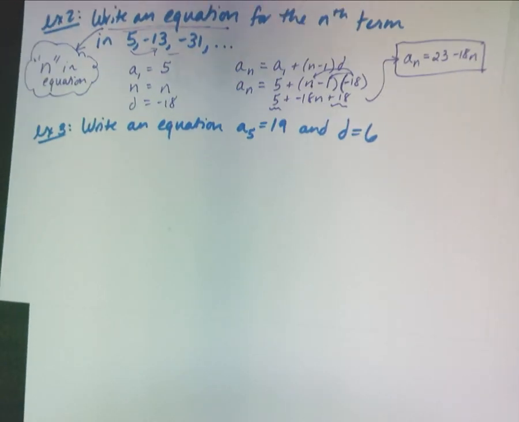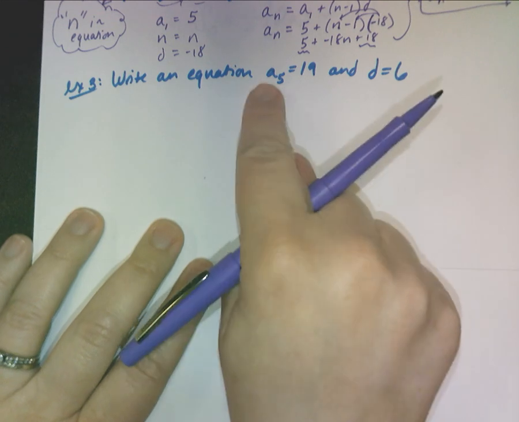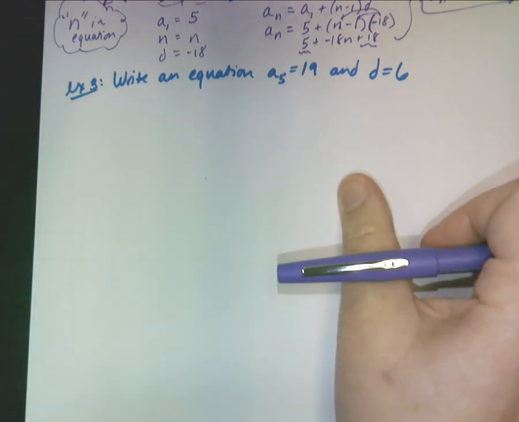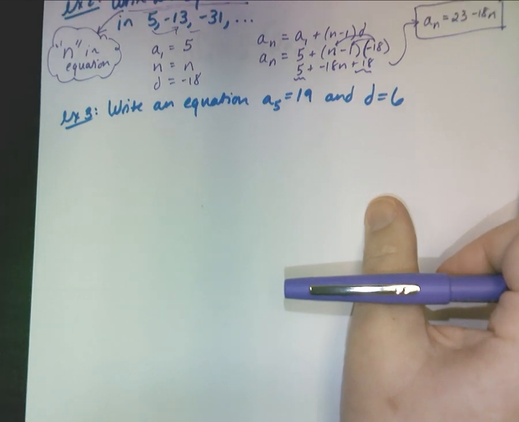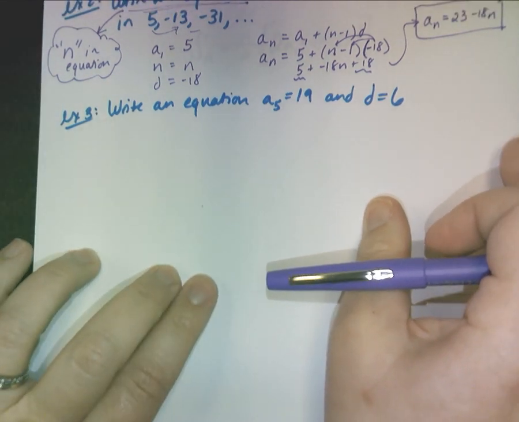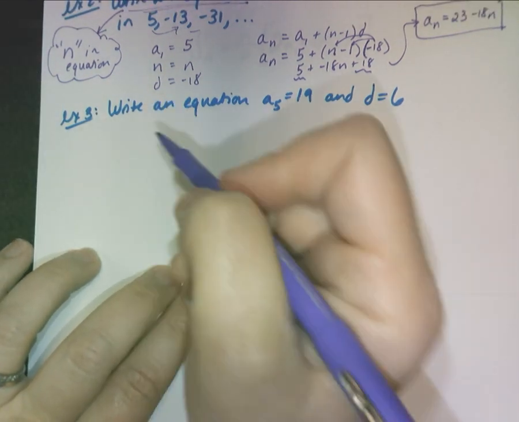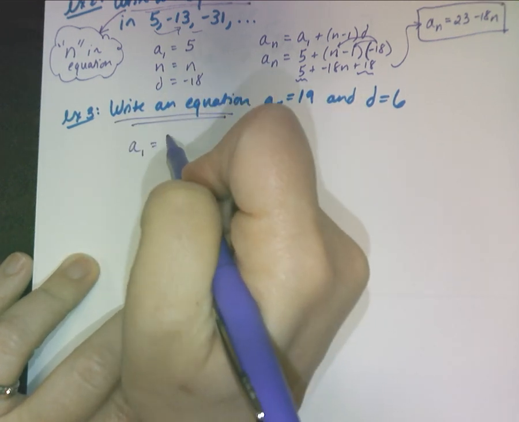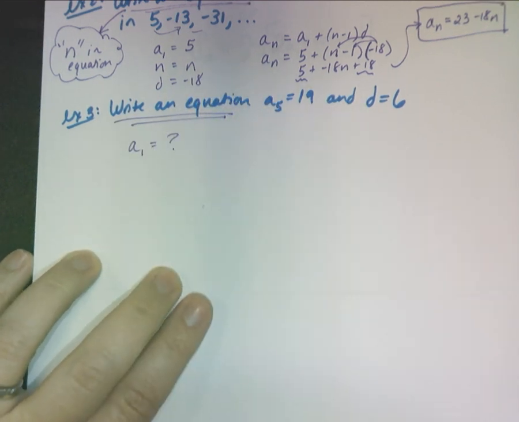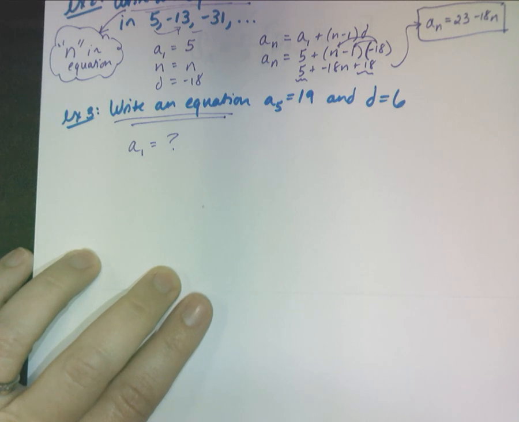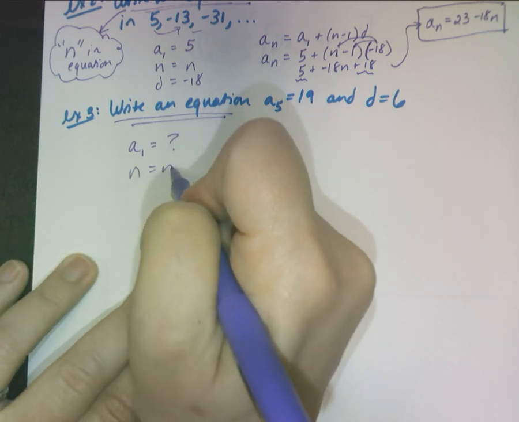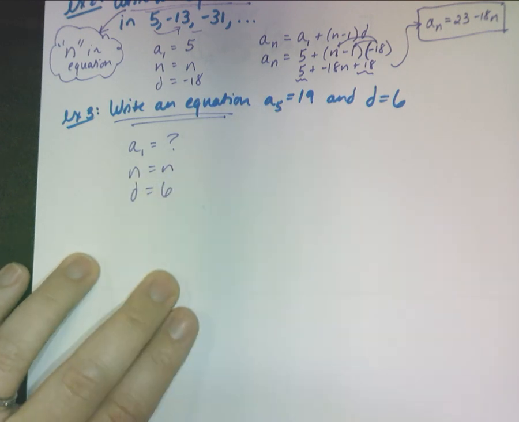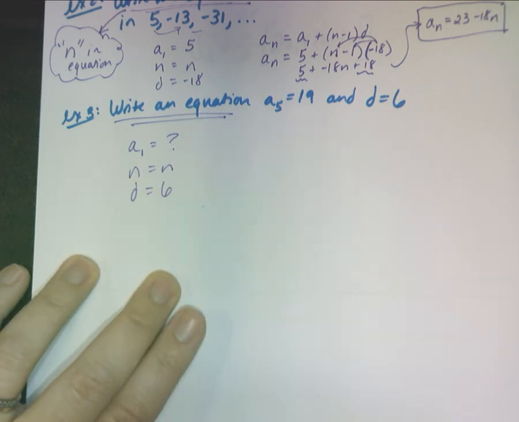Next, write an equation given a sub 5 equals 19 and d equals 6. Interesting. Okay? So we have a problem here. In order to write an equation, we need to know what A1 is. We don't know what that is right now, and we have to leave n as n. The only thing we know right now is d is 6. So what could we do?